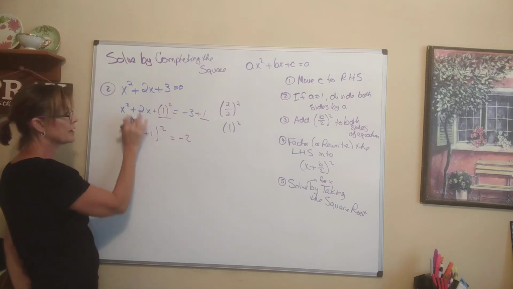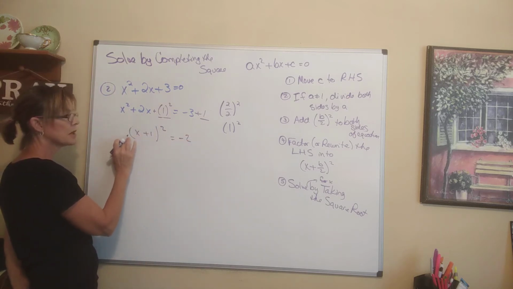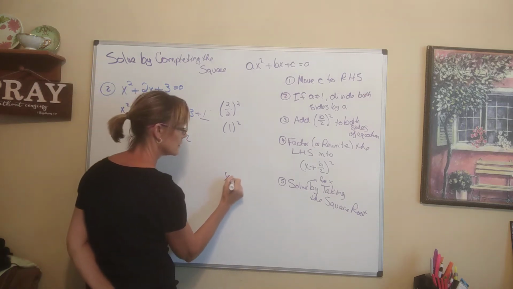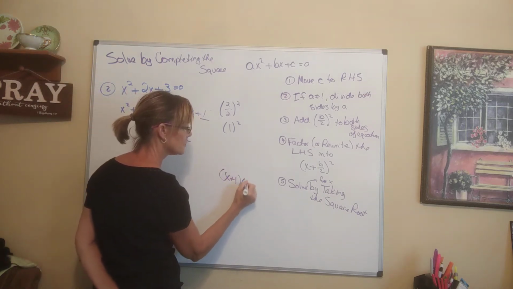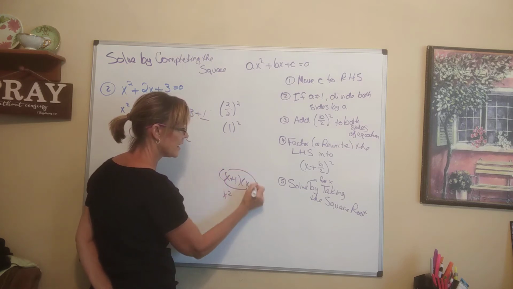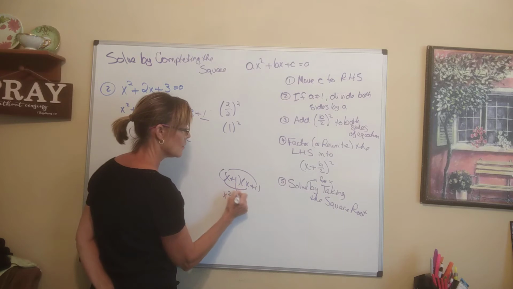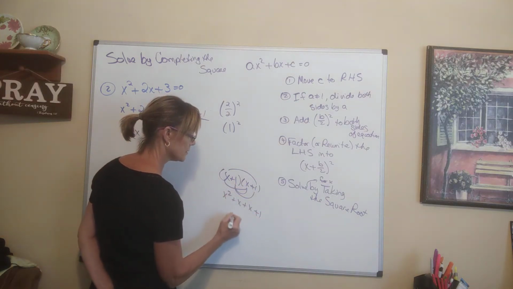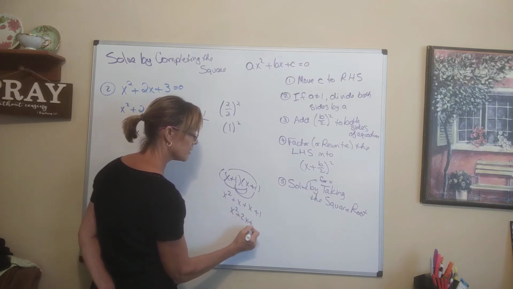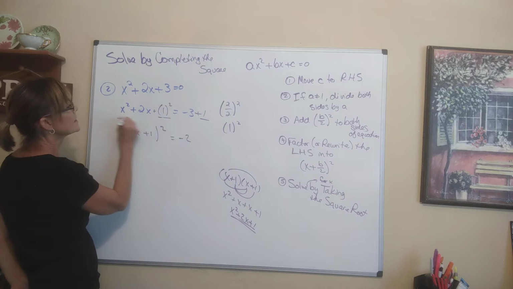Now if this part right here, from here to here, looks like magic to you, this is a good one to illustrate this on. X plus 1 squared is equal to x plus 1 times x plus 1. So x times x is x squared. X times 1 is x. 1 times x is x. 1 times 1 is 1. So this is really x squared plus 2x plus 1. That is what this is.